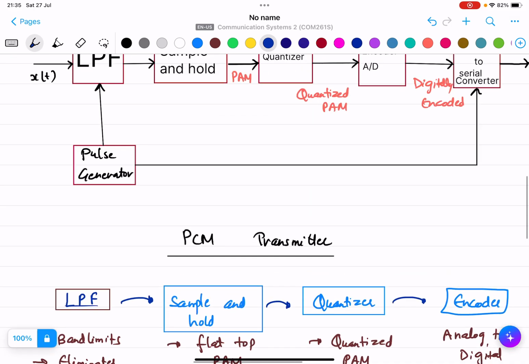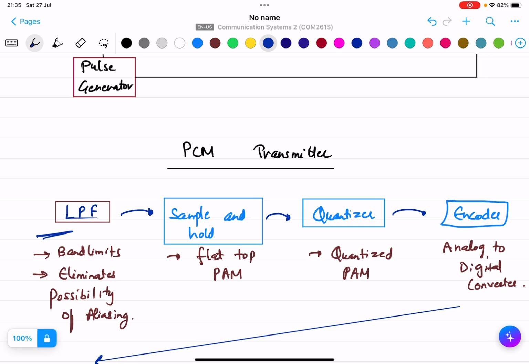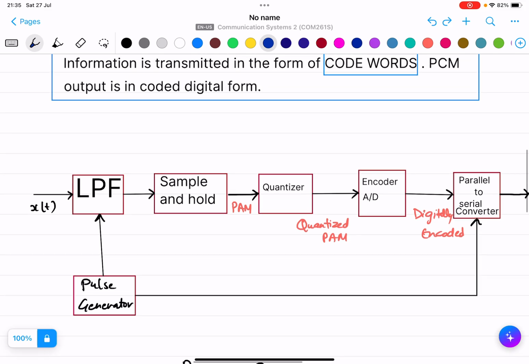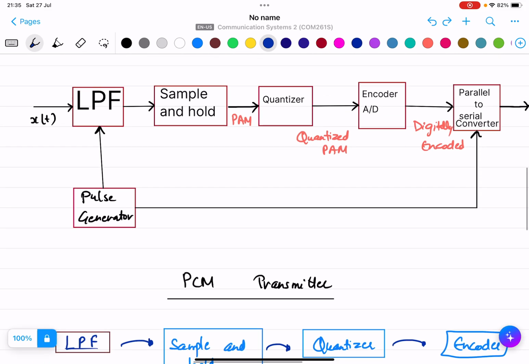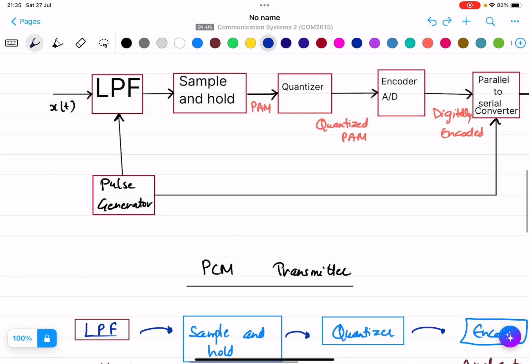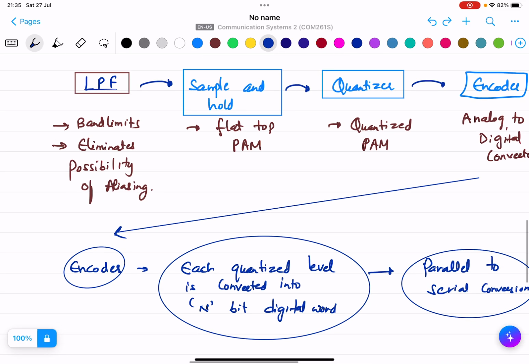Look here. The first point is the LPF. What does it do? It band limits and eliminates the possibility of aliasing. This is the function of the LPF. Then sample and hold gives the flat top PAM. After this, it passes through the quantizer, and I get quantized PAM. Then it passes through the encoder A to D, which does the analog to digital conversion. Then it passes through the parallel to serial converter, and then the pulse generator. So this is basically the thing.